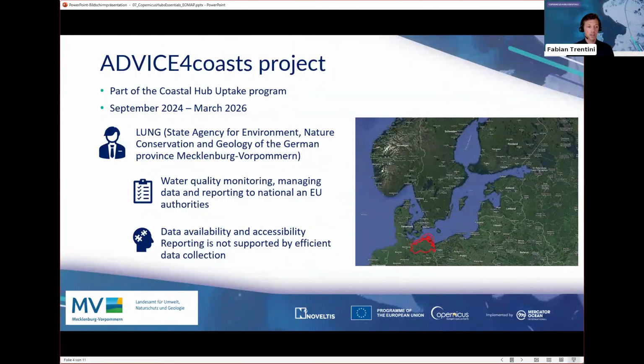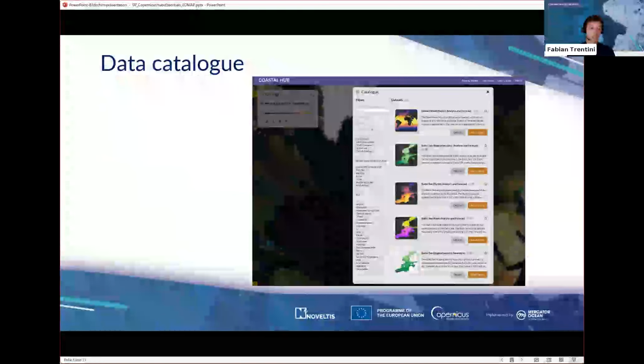The challenges that they have are, and the challenges are now talking about not about their in situ sampling, but more about third-party data, like what we want to talk about today. So the data availability and accessibility. And the reporting, which is the ultimate goal, is not supported by efficient data collection at the moment. So they're kind of struggling with these data sets, and I will go into detail in the next slides.